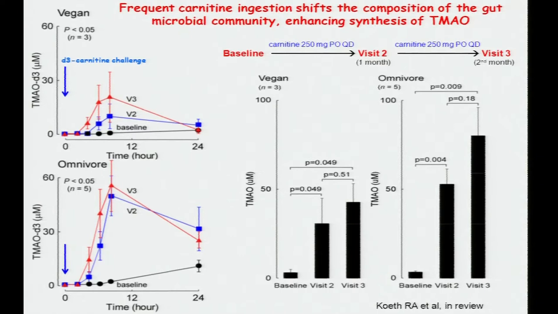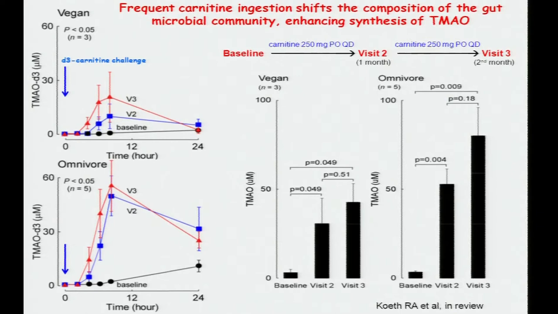So we were interested in asking, and this is the last piece of data, this is unpublished: if you're on a chronic vegan diet, are you protected if you start taking carnitine supplements? Because actually many vegetarians and vegans, to try to augment their carnitine, will be on a daily carnitine supplement, thinking that they're missing it because they're on a vegetarian or vegan diet. And what's shown on the left are the carnitine challenges that were done at baseline or after 1 month or 2 months of daily carnitine supplementation.